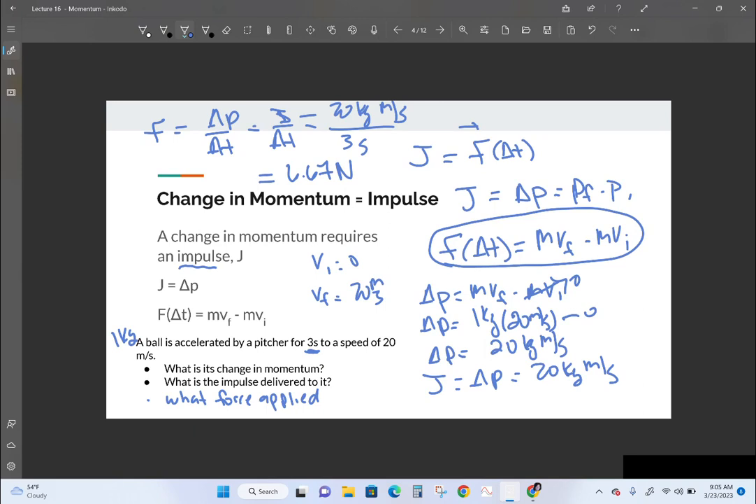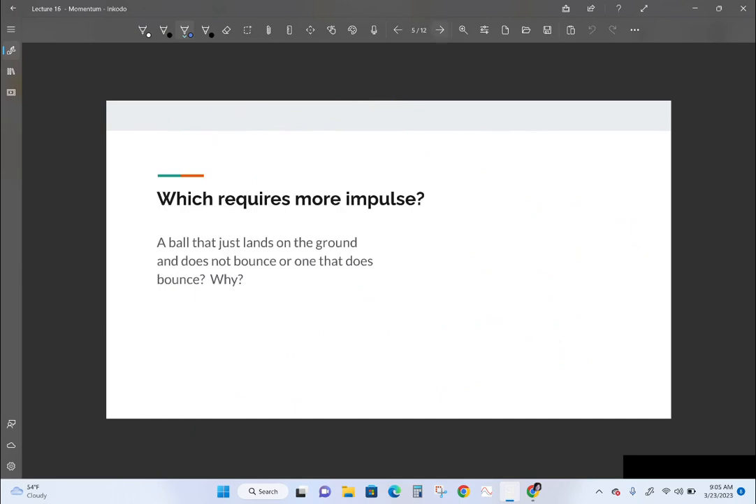Now, old school, we would have had to know the acceleration. We could have found the acceleration and then multiplied it by the mass. Could have done that. But we can also use this. So how are they related? Obviously, we can use this formula and that formula. So let's just talk about that. And we'll talk about that in a minute.